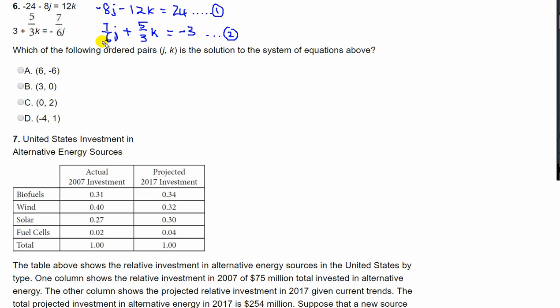Now let's look at eliminating j. So let's find the LCM. This is a fraction. If we can, we will convert this first into non-fraction coefficients. If you look at it, 6 and 3 are the denominators. So if I multiply by 6, then this whole equation 2 will end up without fractions. So we times 6 across for equation 2.